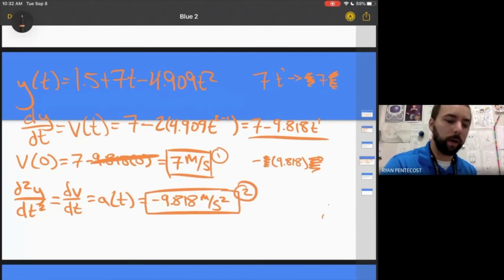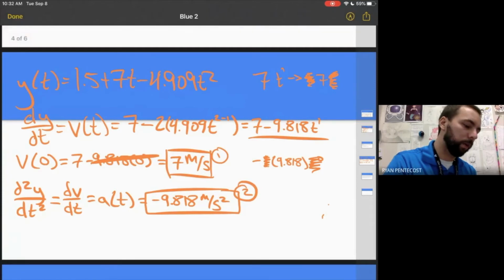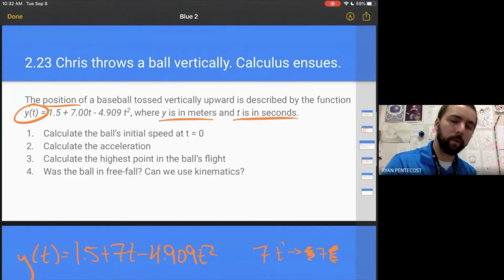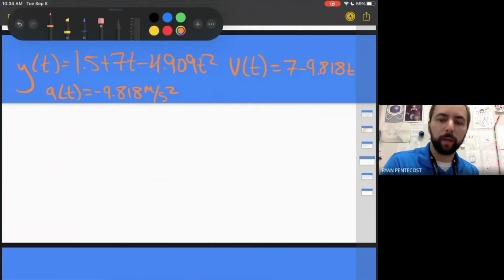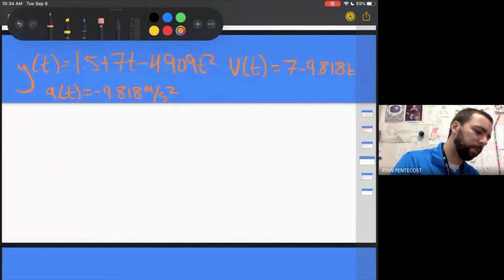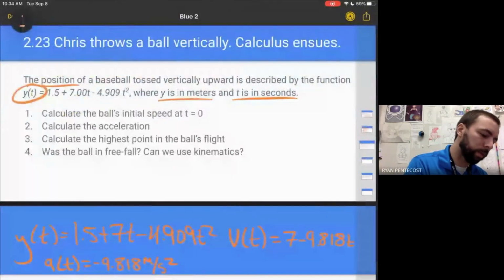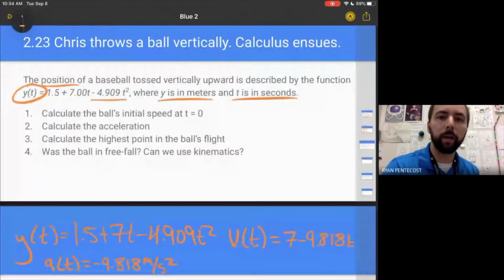All right. Now, number 3, if we come back up here: calculate the highest point in the ball's flight. So think about how we would solve for that while I erase what's below here. How would you know where to solve for that? That's kind of tricky. We have the position function, so what you could do is graph that. You can see that this term is negative, so that would be a negative parabola, a concave down parabola.